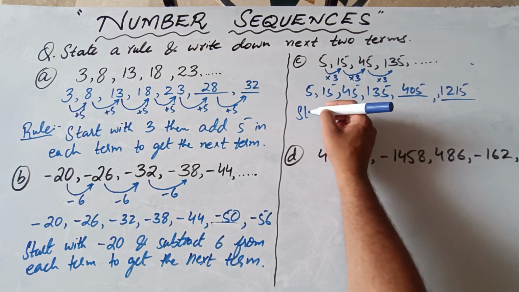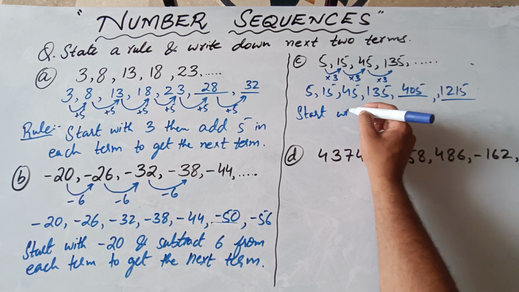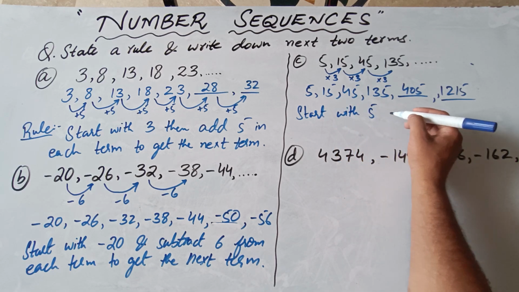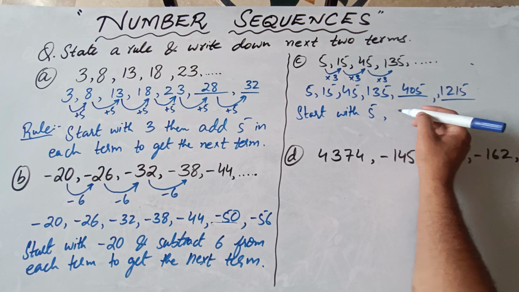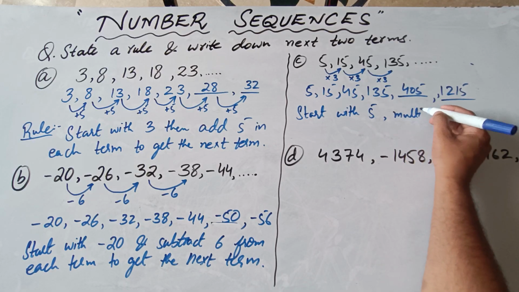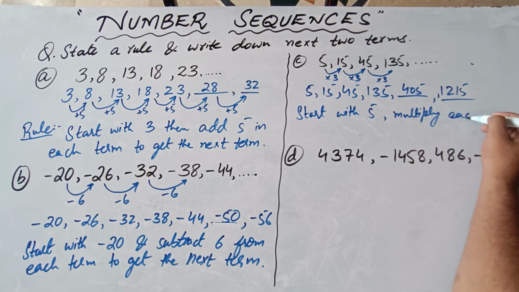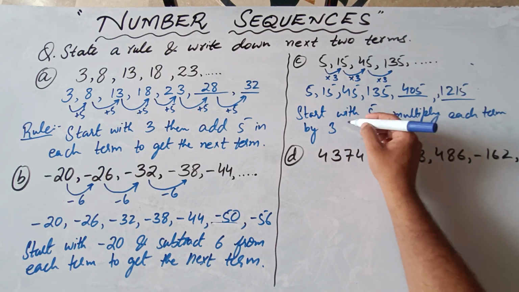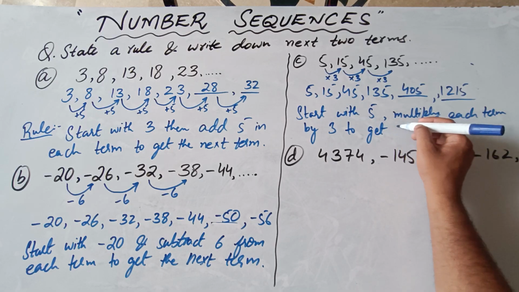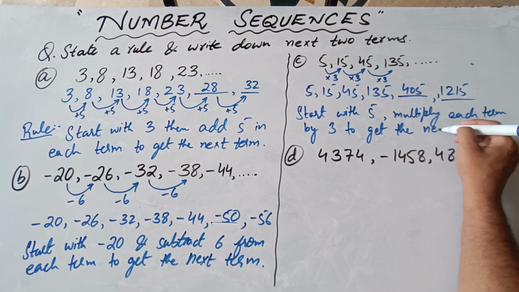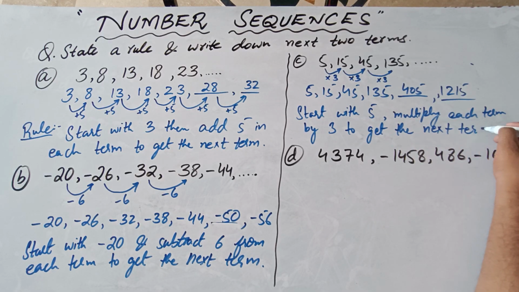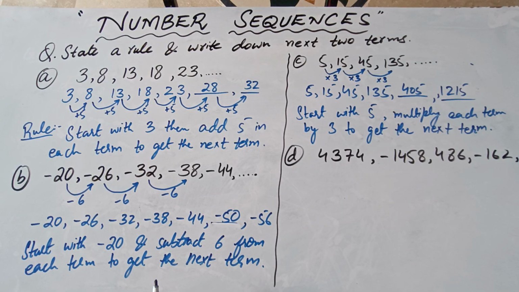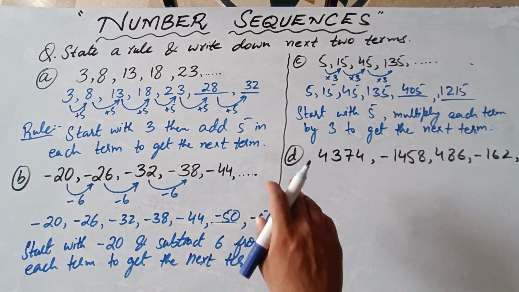Now how to write down the rule? Start with 5, multiply each term by 3 to get the next term. So this is how we can answer the question of sequences.